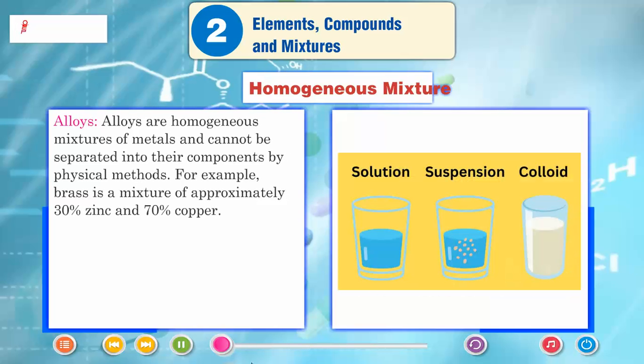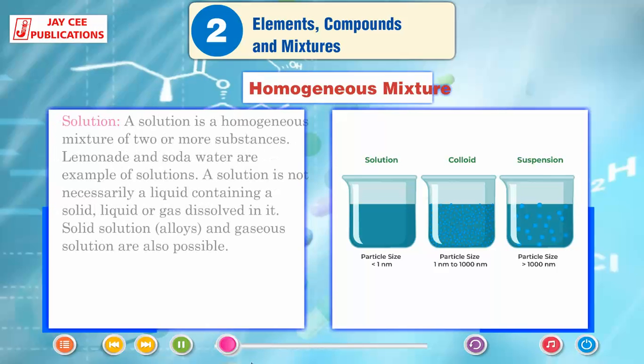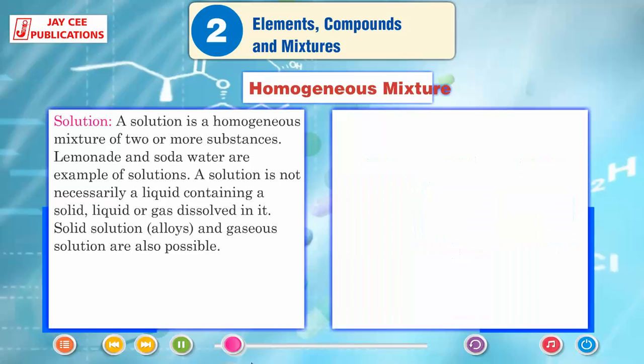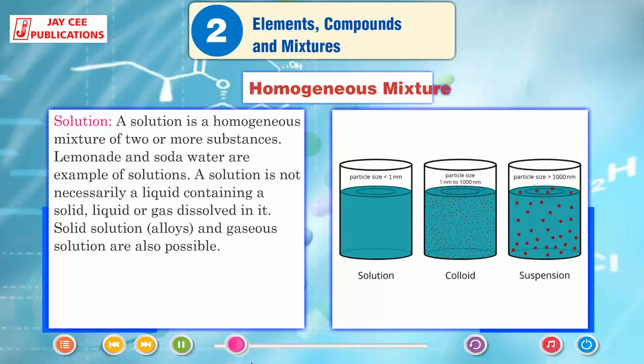Alloys. Alloys are homogeneous mixtures of metals and cannot be separated into their components by physical methods. For example, brass is a mixture of approximately 30% zinc and 70% copper. Solution. A solution is a homogeneous mixture of two or more substances. Lemonade and soda water are examples of solutions. A solution is not necessarily a liquid containing a solid, liquid or gas dissolved in it. Solid solution or alloys and gaseous solution are also possible.